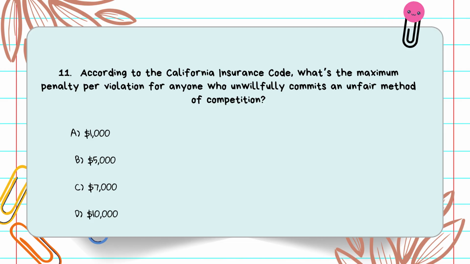Question number 11. According to the California Insurance Code, what's the maximum penalty per violation for anyone who unwillfully commits an unfair method of competition?